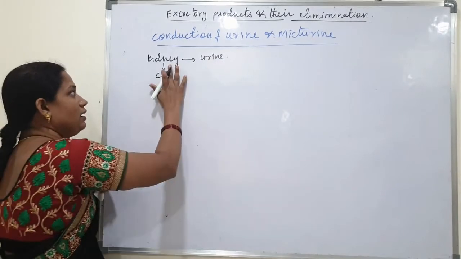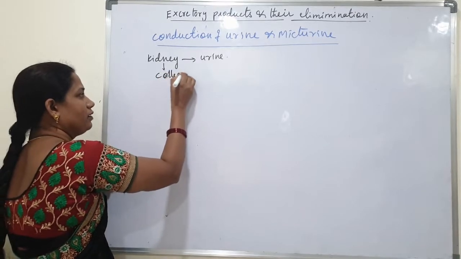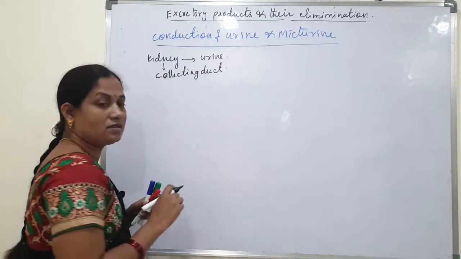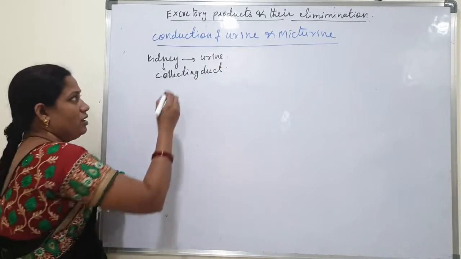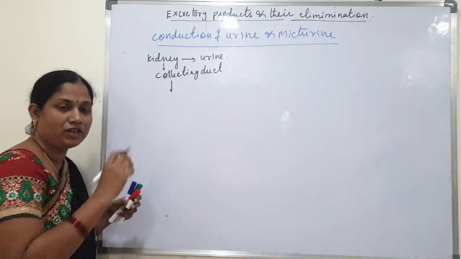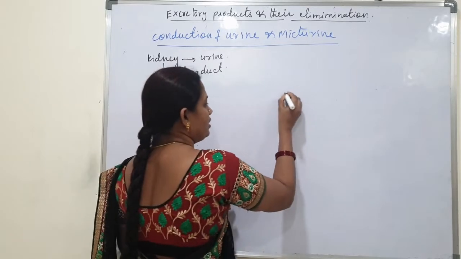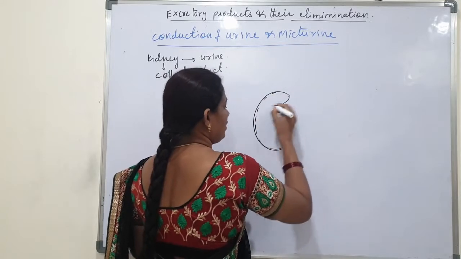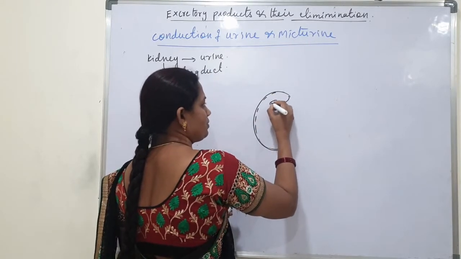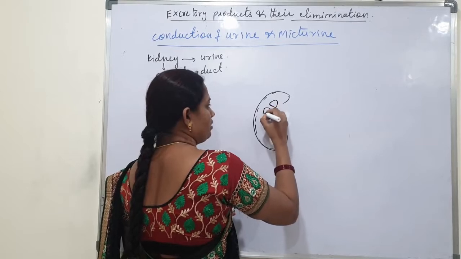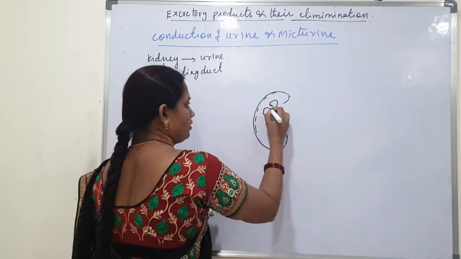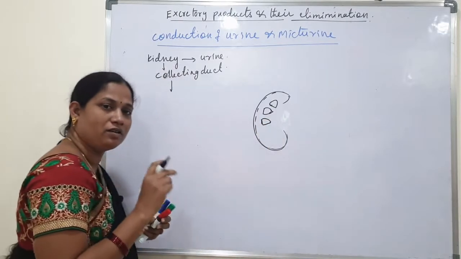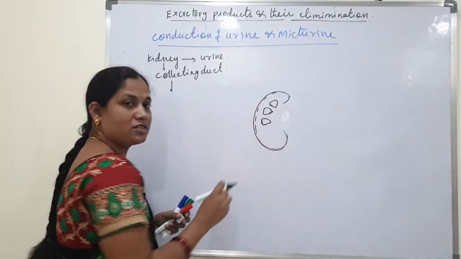In the collecting duct, the hypertonic urine is formed. Next, the collecting ducts. For example, here this is the kidney. In the kidney, two regions are present: cortical region and medullary region. In the medullary region, the renal pyramids are present.